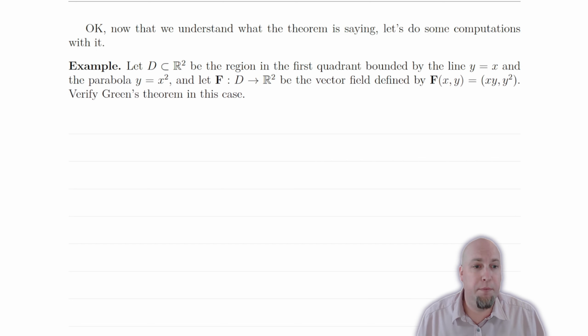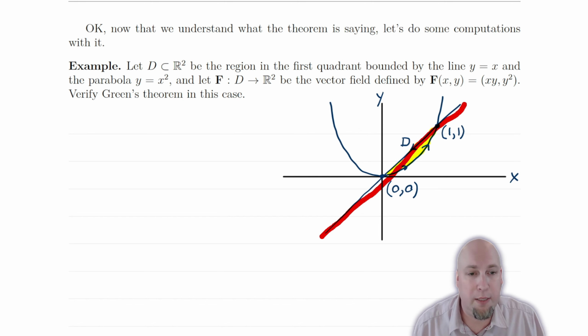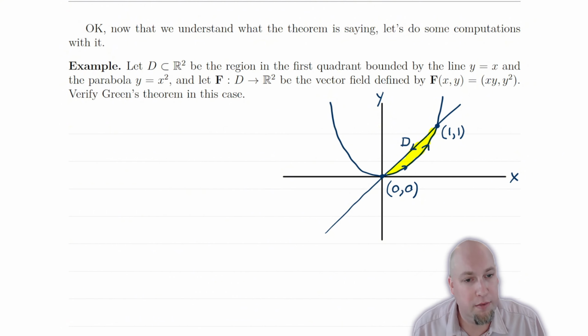So we've got two things to compute. Let's maybe start with the double integral. Before we do that, I'd better know what my region looks like. I draw the line y equals x, and there it is. Draw the parabola y equals x squared, and there it is. And it's the region between those two curves in the first quadrant. So it's this yellow region right here, between those two curves. The points of intersection are (0, 0) and (1, 1).